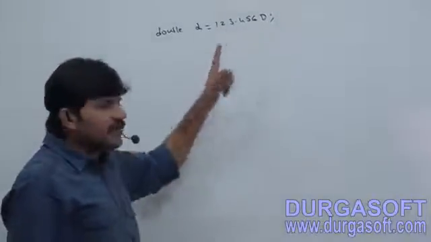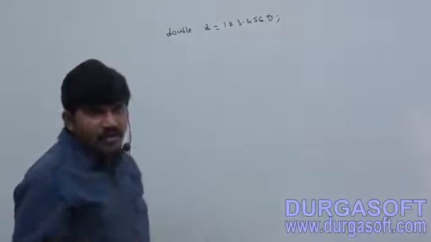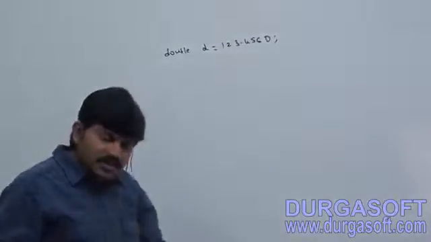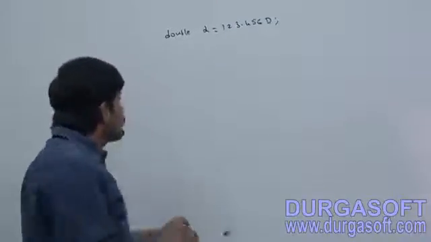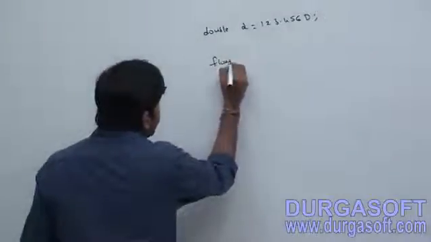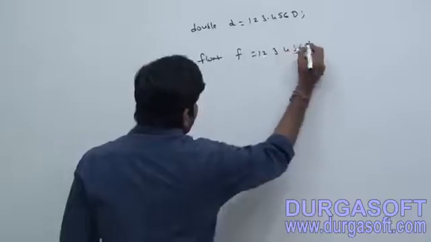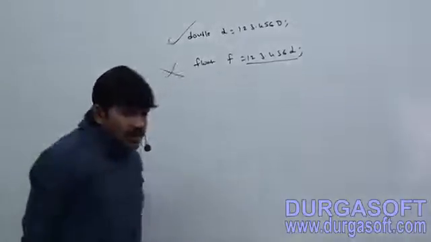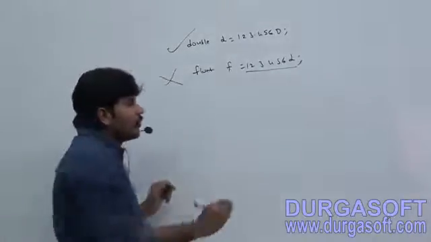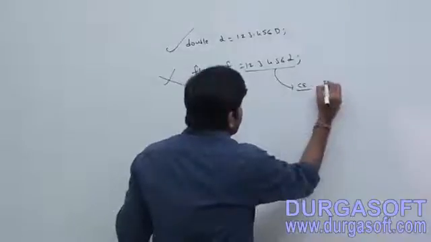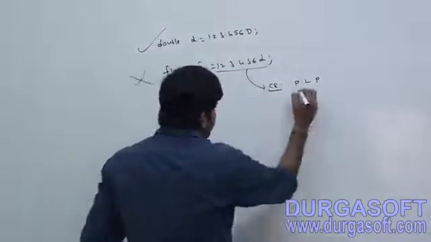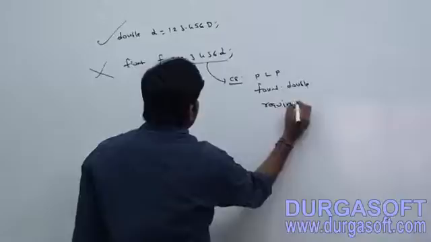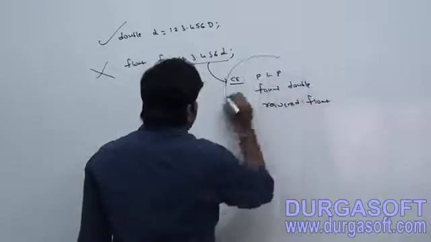Of course, this convention is not required. You know why? Because by default it is already double type, but still this convention is there. Suppose if I take float f is equal to 123.456D, this one is invalid because 123.456D is of double type. How can you assign it to float? Immediately we get a compile time error saying possible loss of precision, found double required float.